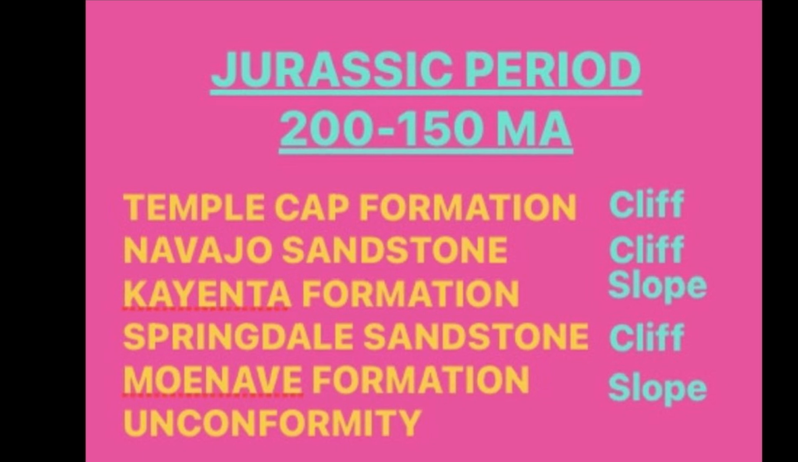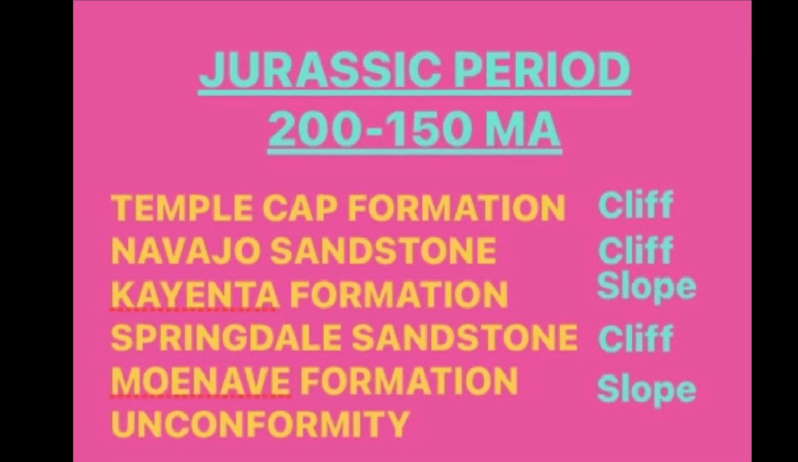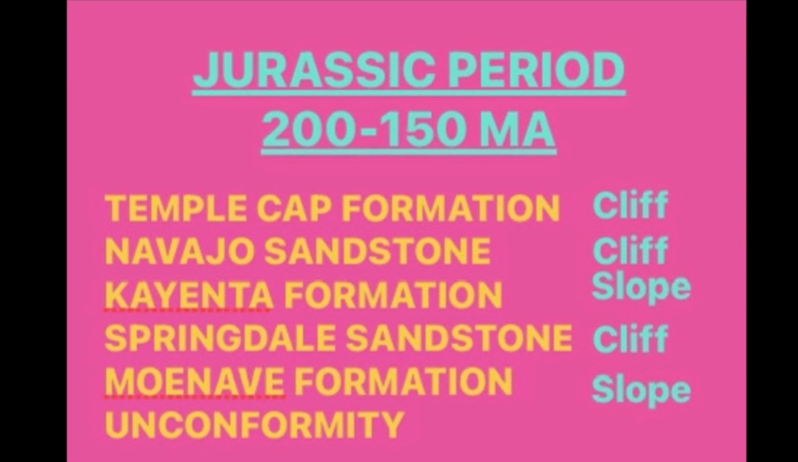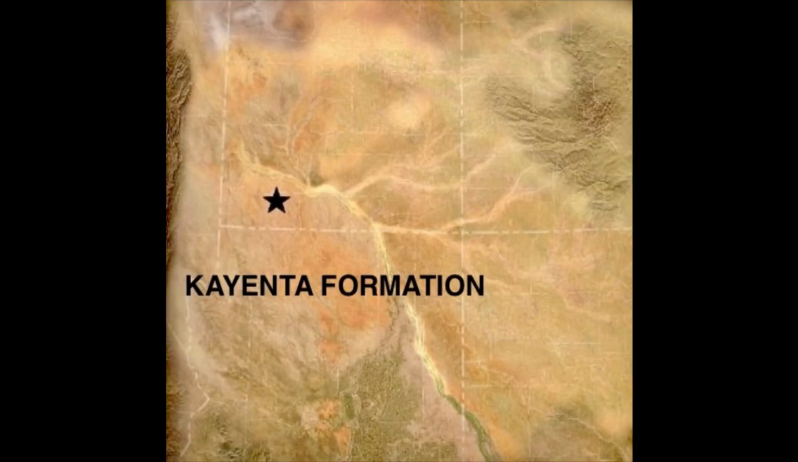The Kayenta Formation was deposited around 180 million years ago, and it is a slope-forming deposit. It's made mostly of sand, mudstone, and siltstone that was deposited by rivers that were flowing through very hot, dry lands.